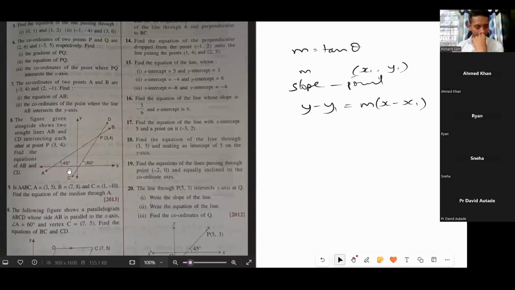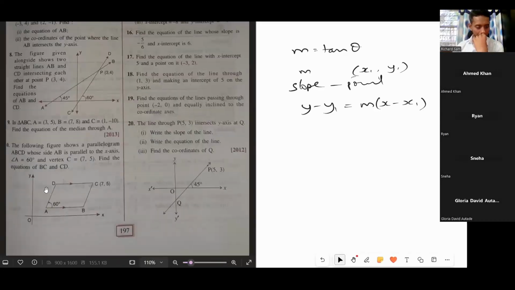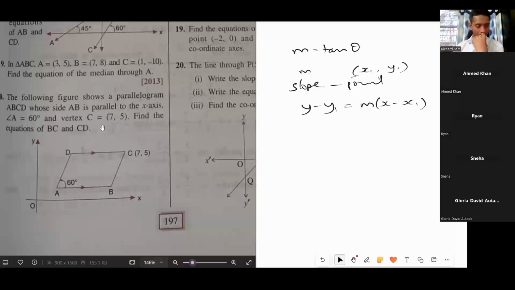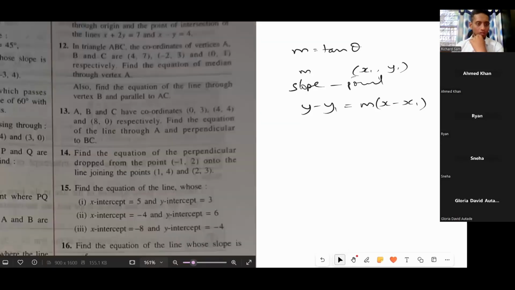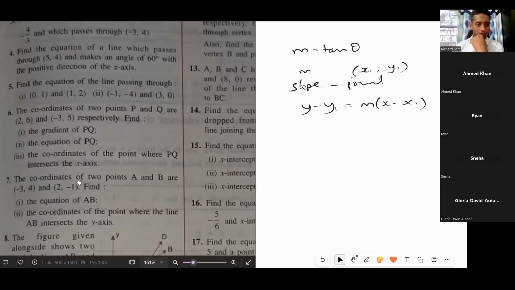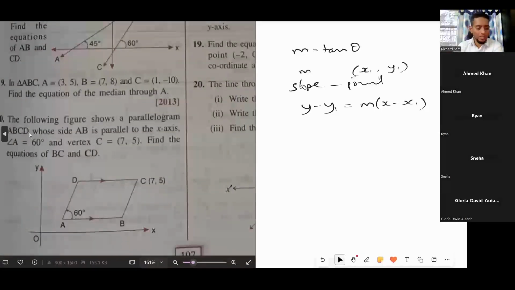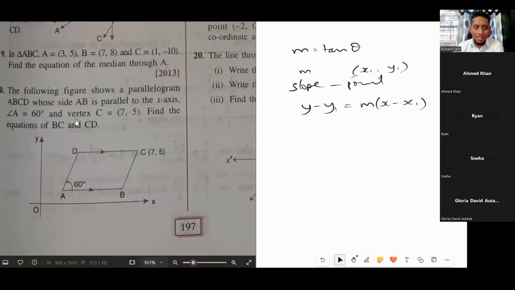10th question in your book. The following figure shows a parallelogram ABCD whose side AB is parallel to the x-axis and angle A is 60 degrees and vertex C is (7, 5). Find the equations of BC and CD. Okay, equation of BC.